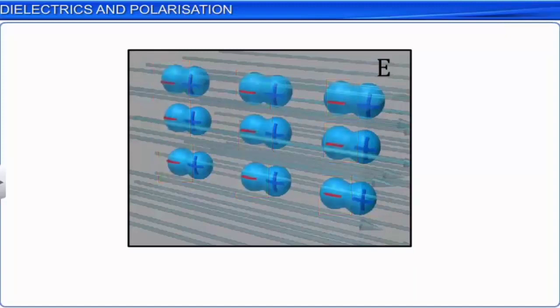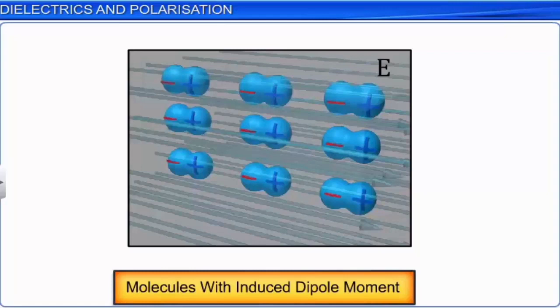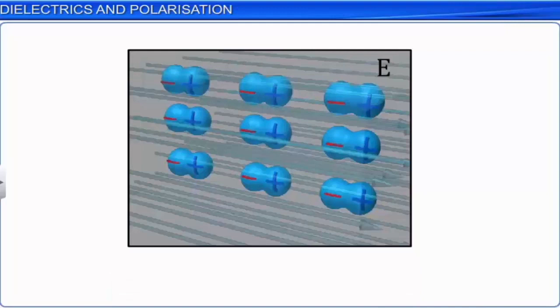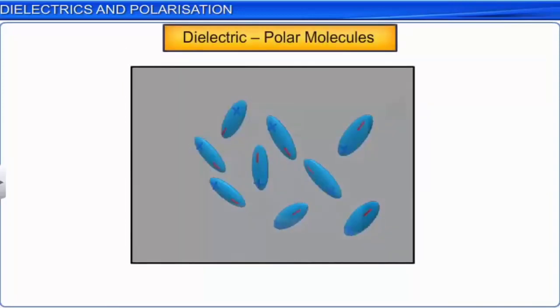Therefore, in the dielectric with non-polar molecules, the molecules now possess some induced electric dipole moment, and it is said to be polarized due to the external electric field. Now let us consider the case when the dielectric material is made of polar molecules. In the absence of the external electric field E, the polar molecules in the dielectric are such that their electric dipole moments are randomly oriented due to thermal agitation, and hence the total dipole moment is zero.